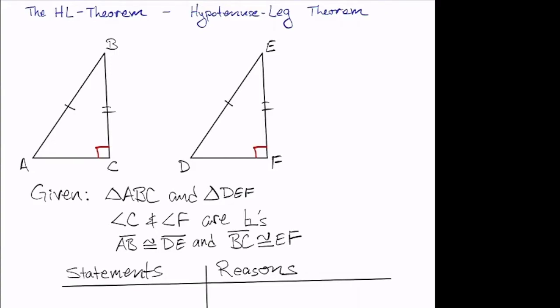In this video, I am going to show you a formal proof of the hypotenuse leg theorem, or the HL theorem. This theorem states, if the hypotenuse and leg of a right triangle are congruent to the hypotenuse and leg of another right triangle, then the triangles are congruent.